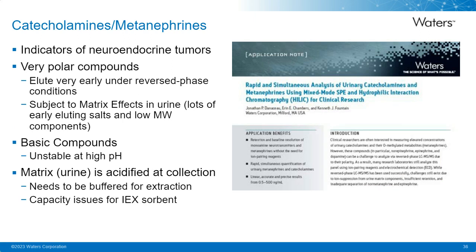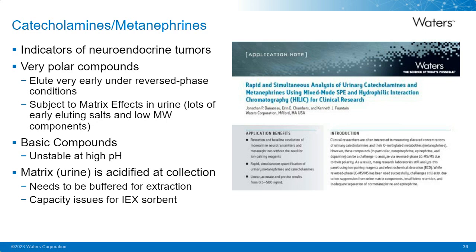So catecholamines and metanephrines, these are indicators of a number of neuroendocrine tumors. These are very polar compounds. They elute early in reverse phase conditions, and they can be subject to matrix effects in urine. Lots of early eluting salts and low molecular weight compounds there. They have some unique challenges.